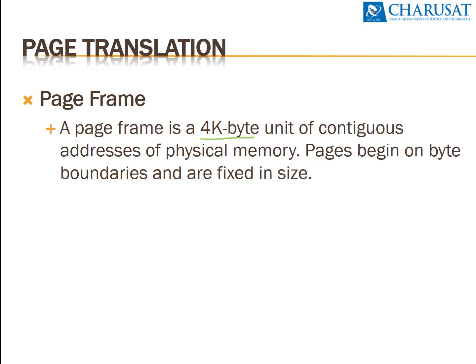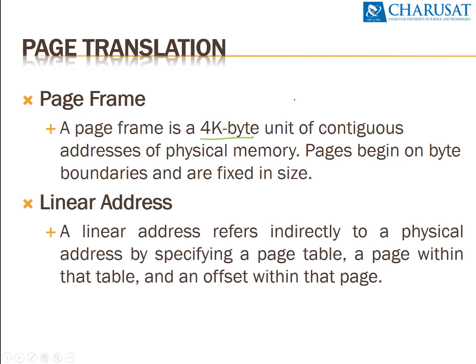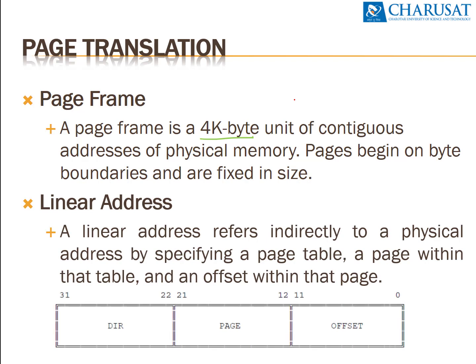Now we are going ahead to page translation. In page translation, the linear address is converted into a physical address. This is the format of the linear address. The offset is of 12 bits, and there are two fields of 10 bits each, so 32 bits in total. As per the requirement, we can change the number of bits allotted to directory, page, and offset.